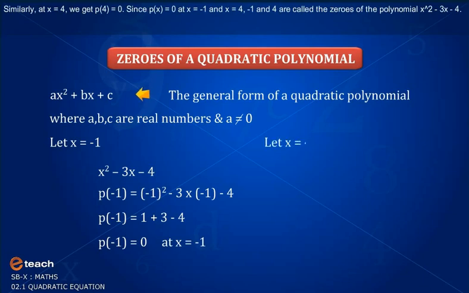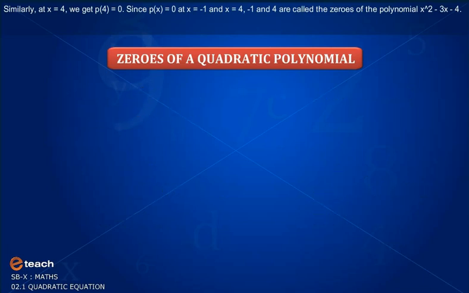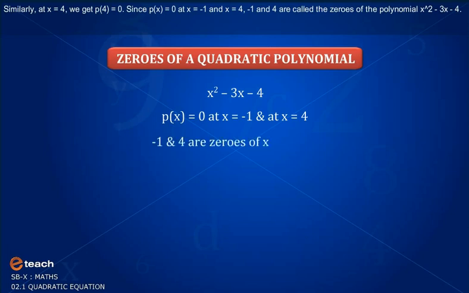Similarly, at x is equal to 4, we get p of 4 is equal to 0. Since p of x is equal to 0 at x is equal to minus 1 and x is equal to 4, minus 1 and 4 are called the zeros of the polynomial x square minus 3x minus 4.